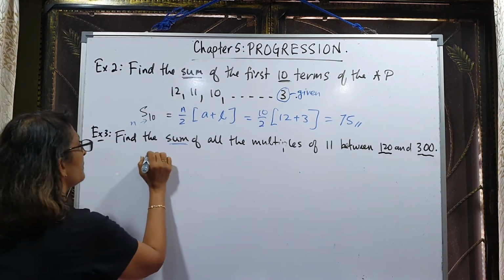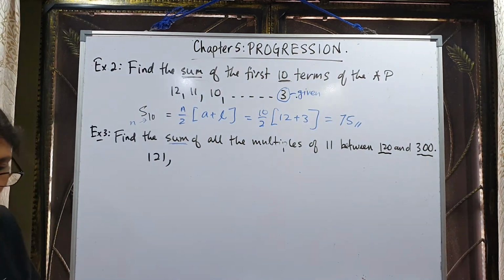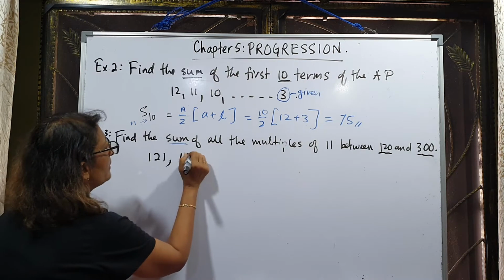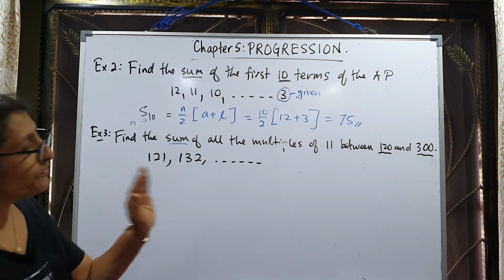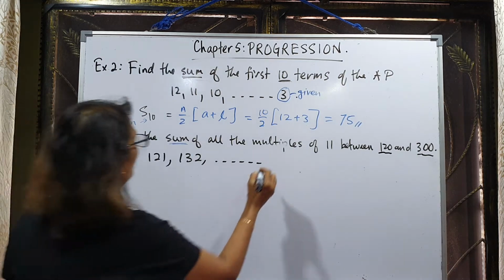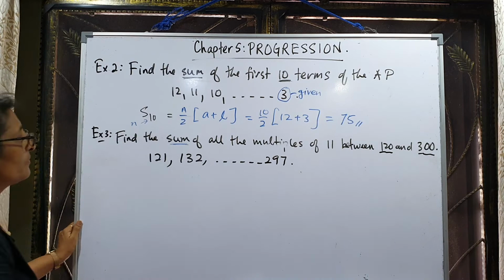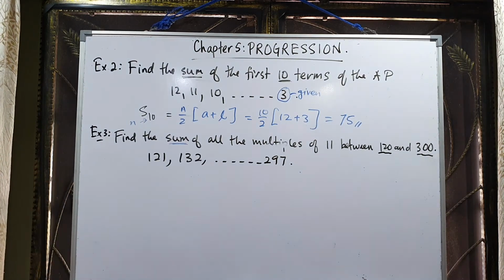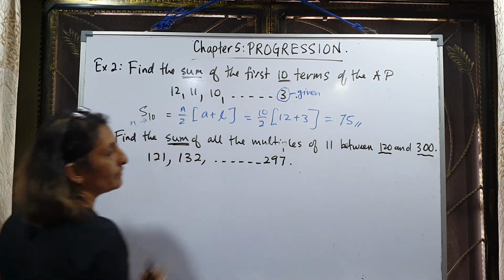So the first one is 121. Then you do the next one. You write down the whole thing. No need to do so many, just like that. And the last one, just before 300, is 297. So you have to first form your own progression. After you form your progression, you want to find the sum of all these numbers, right?